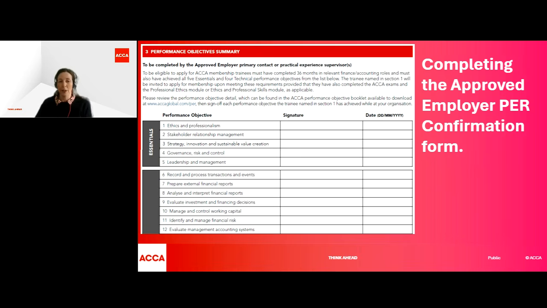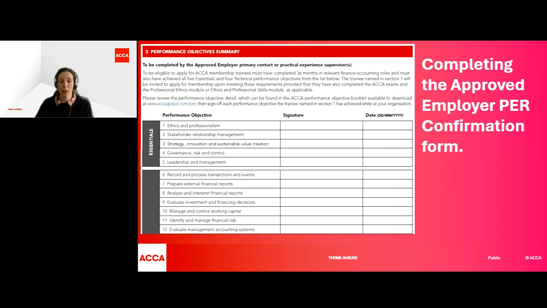If you are working for an approved employer, you'll still need to meet the time requirement of 36 months, and you'll still use the PER recording tool to record your employment information, as this is how you'll inform us that you're working for an approved employer. However, to then claim your time and your performance objectives, rather than using the PER recording tool, you'll submit what's called a PER confirmation form. And this form will verify your time with the employer and the performance objectives that you've completed.